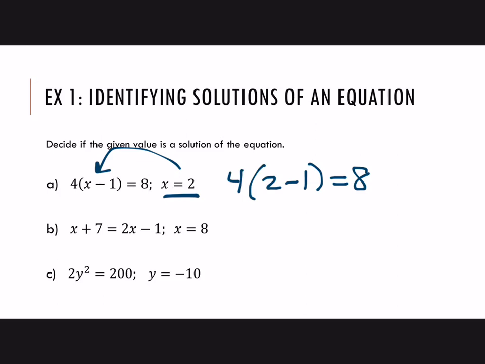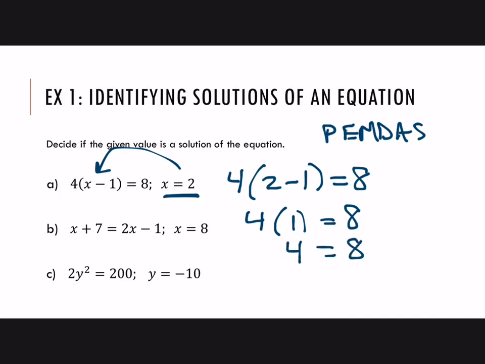And then use order of operations, or you could also use properties to simplify this. So if I do order of operations on this, I would start with the parentheses and then multiply. Okay, and that's false. So this is not a solution.